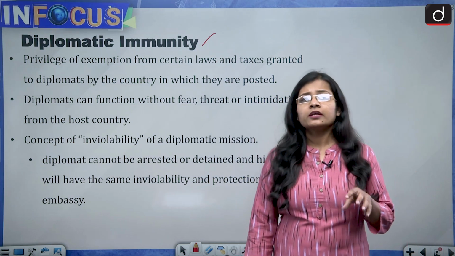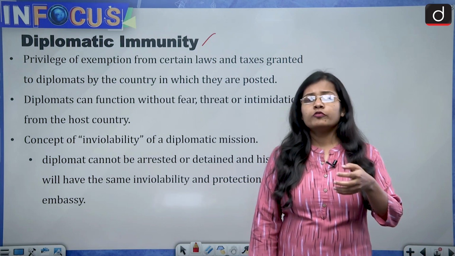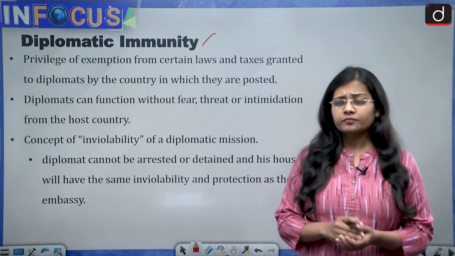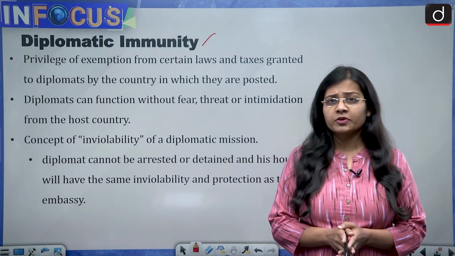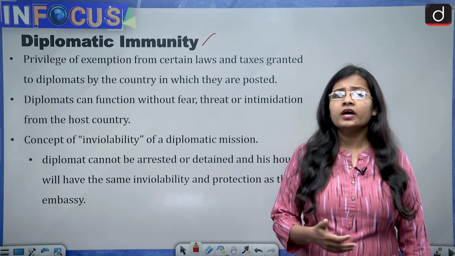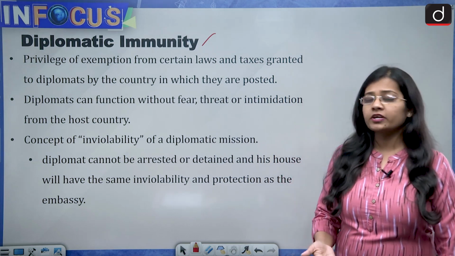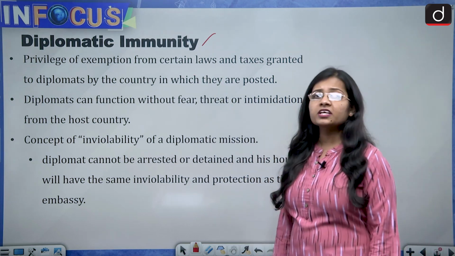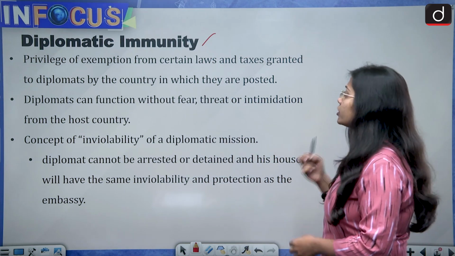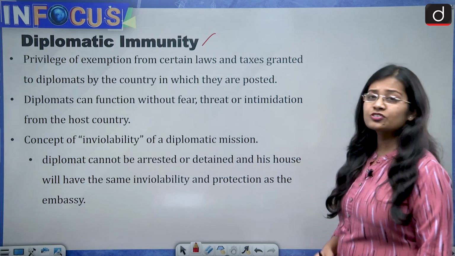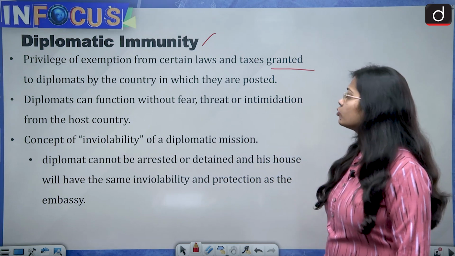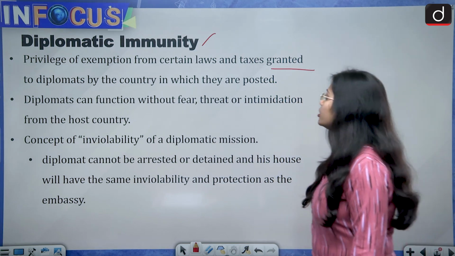So imagine that all the diplomats who were working when the incident took place were working inside the Indian High Commission or Indian Embassy. So what happens to those diplomats and what happens to the security of those diplomats? That is where the term diplomatic immunity actually comes into play. Diplomatic immunity means the privilege of exemption from certain laws and taxes granted to diplomats by the country in which they are posted.